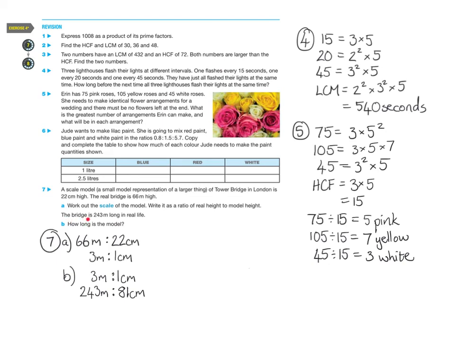Now the next part says the bridge is 243 meters long in real life. How long is the model? Well, we've got to take the 3 meters and turn it into 243 meters. And whatever method we use there, we've got to use the same method on the other side of the ratio, which means we're multiplying by 81.